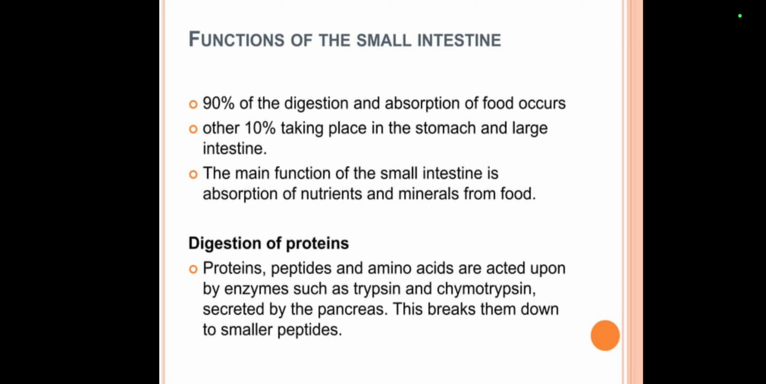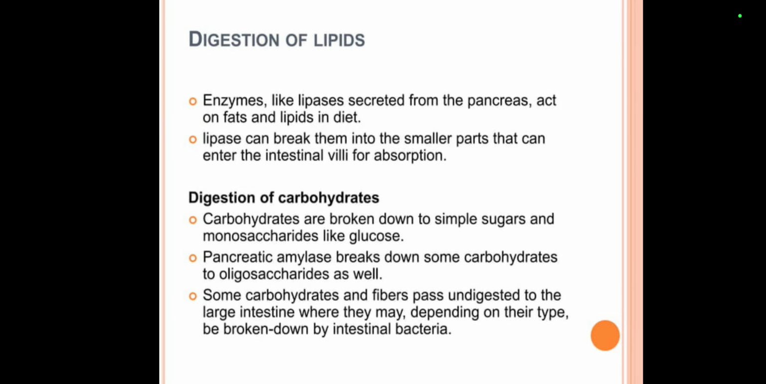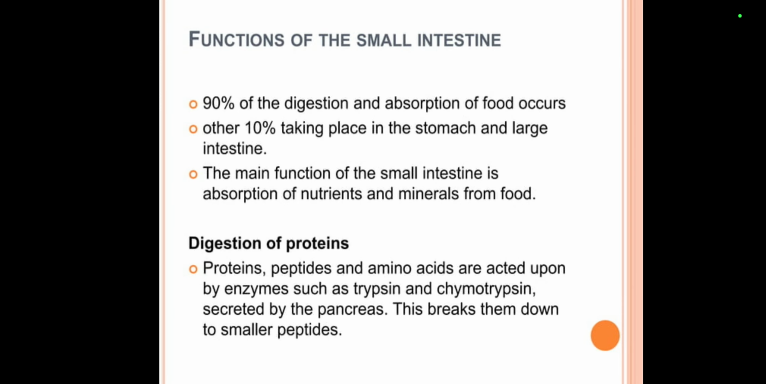So here in the small intestine, we also have digestion of protein. What particular protein is digested in this organ? We have the protein, which is peptides and amino acids, acted upon by enzymes such as trypsin and chymotrypsin, secreted by the accessory organ called the pancreas. This breaks them down into smaller peptides. So that is how we digest protein in the small intestine.